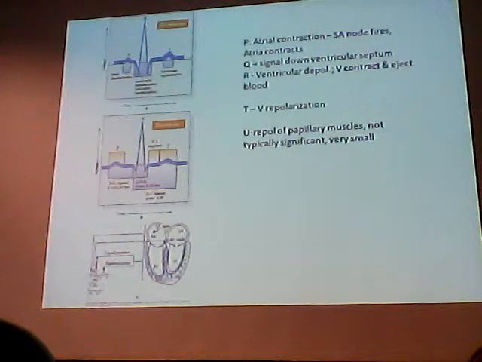Following that is the Q wave, which is signaling the ventricular septum. It's about to tell the ventricles to depolarize with the R wave, and then the ventricles contract and eject blood. Then the T wave is when the ventricles are repolarizing, and you'll also sometimes see a U wave, which is for the repolarization of papillary muscles. It's pretty insignificant.